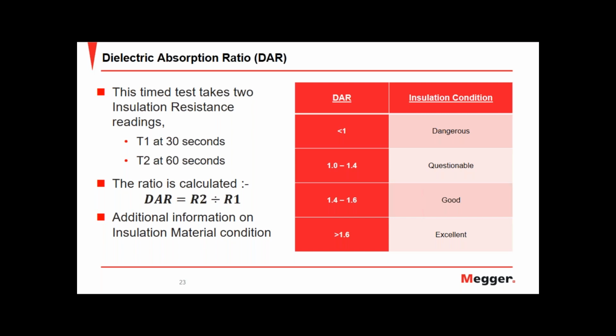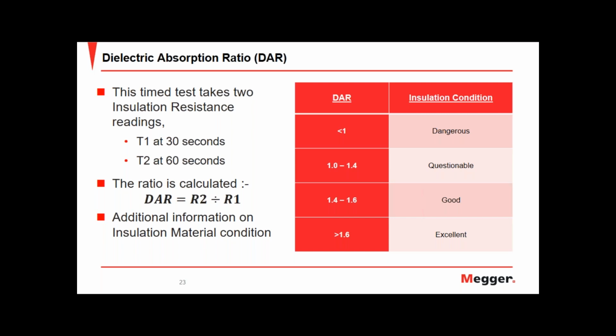However, in most places it's 60 seconds and 30 seconds, and the ratio is simply calculated by dividing the IR value at 60 seconds by the IR value at 30 seconds. And from this, we get a ratio. As you can see, values in excess of 1.6 would give us an indication that our insulator is excellent. 1.4 to 1.6, we would regard this as good.